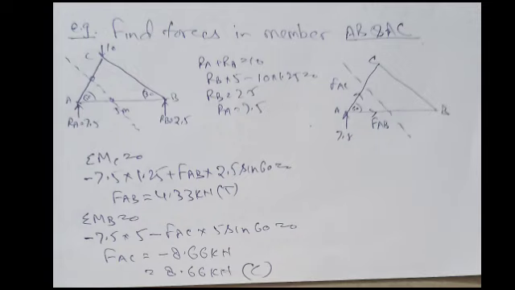In our previous lecture, we discussed the method of joints. I told you that whenever you are asked to determine the force in each and every member of a given truss, then we use the method of joints. But suppose you are asked to determine the forces in only two or three members of a given truss. In that case, we use the method of sections. So today we will discuss how to determine forces in various members by using the method of sections.